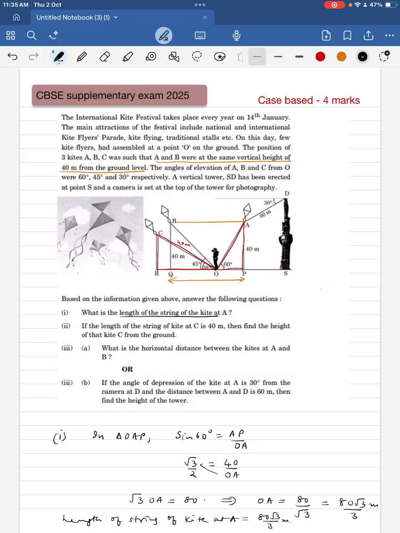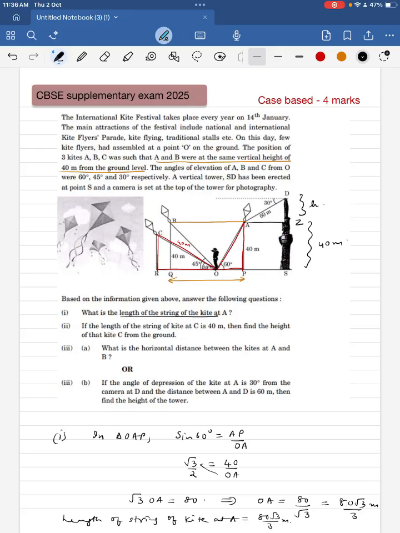Now in the last OR part, they are asking you to find out, if the angle of depression of the kite at A is 30 degrees from the camera at D and the distance between A and D is 60 meters, then find the height of the tower. We need to find the height of the tower, which is DS. So I'm just drawing a line from A to the tower and I'm marking the point as Z. Now I know that AP is 40 meters, so ZS will also be 40 meters.